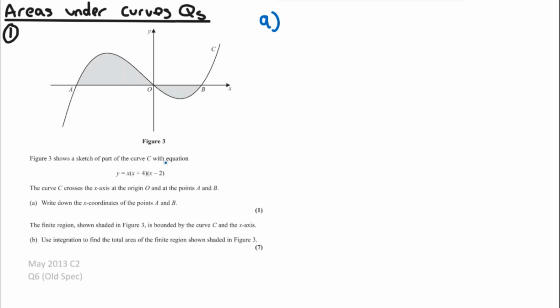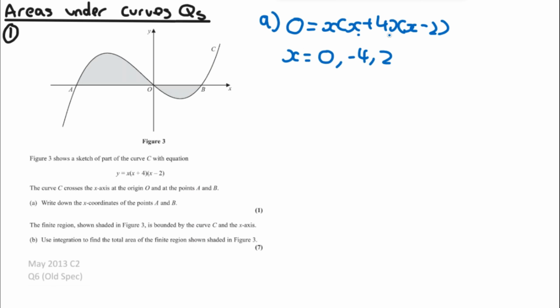So for part A, we need to write down the x-coordinates of points A and B. So this is where the roots are. So this is literally just going to be where 0 = x(x + 4)(x - 2), which is the graph. So x is equal to 0, -4, and 2, because we can tell from the brackets by equating them to 0. We know that the origin is 0, so therefore B is equal to 2 and A is equal to -4.